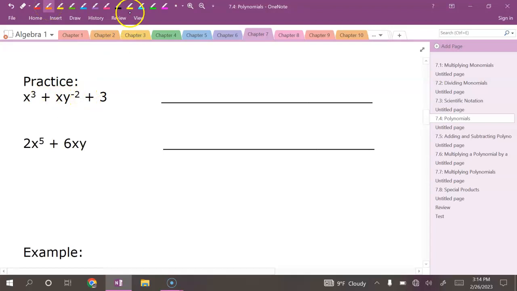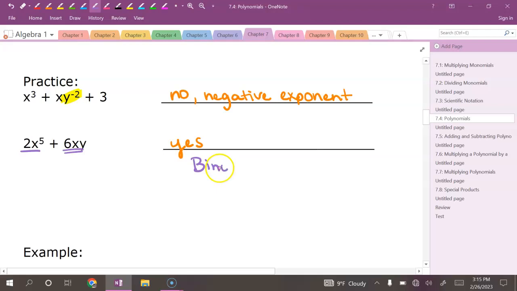So for this first one, I should have said no because of this y right here. That has a negative exponent. For the second one, you should have been able to say yes, it is a polynomial. Okay, if we start to classify it a little bit more in detail, we've got two terms here. So I would have called this a binomial.